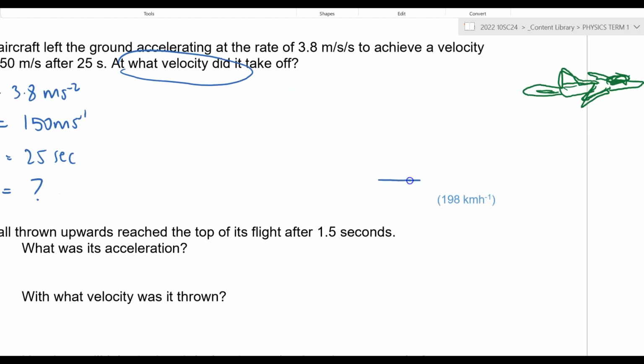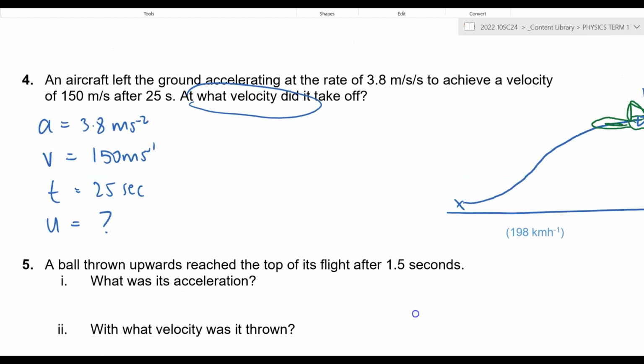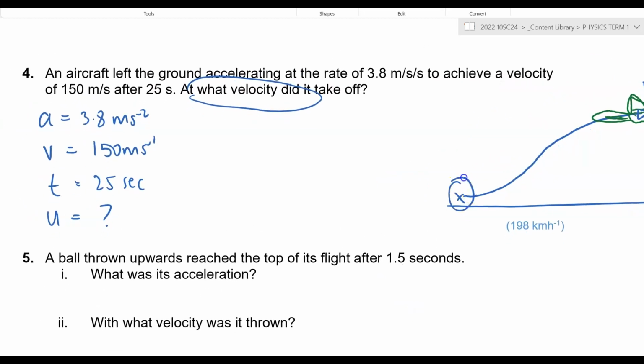So essentially, here's the runway, it took off there, accelerated up, and when we're measuring it now, it's going at 150 meters a second, which is about 700 k's an hour, I think, 650. How fast was it going when it took off? So just the same as the last question, really. Initial velocity is v take a times t. Remember that little dot means times, just a shorthand.